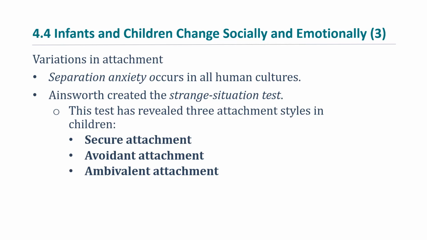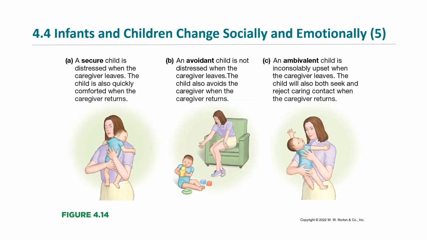One of them is positive, secure attachment. The other 2 are negative styles, avoidant attachment and ambivalent attachment. We'll look a little bit further at these. A secure child is distressed when the caregiver leaves. The child's also quickly comforted when the caregiver returns. I'm not going to add much here because we have some more on the upcoming slides. Okay, an avoidant child is not distressed when the caregiver leaves. The child also avoids the caregiver when the caregiver returns. Basically, it's a lack of attachment.